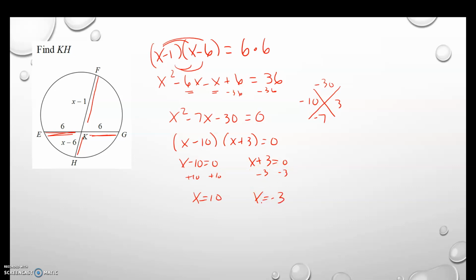Again, I have to check when I plug a negative in here, what will that give me? If I plug this negative 3 in, x minus 1, that's going to give me negative 4. I can't have a negative length, so I know that one can't be an answer. So I'm going to use my x equals 10. When I plug that in for my KH down here, I'm going to get 10 minus 6, which is going to leave me with 4. So KH is equal to 4.